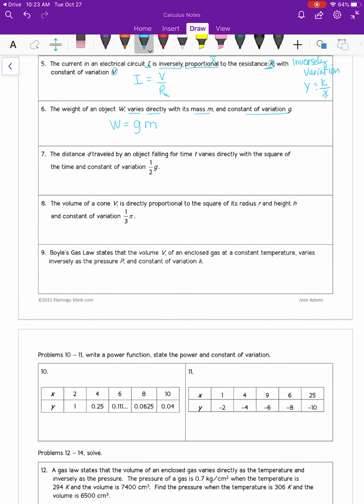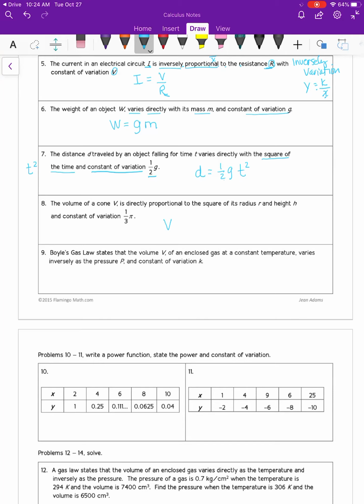For number 7, the distance d traveled by an object falling for time t varies directly with the square of time, which is time squared, with a constant of variation of 1/2 g. So my distance varies directly as time squared. There's my constant of variation, 1/2 g, and then it's varying directly with t squared, giving us distance varies directly with the square of time with a constant of variation 1/2 g.